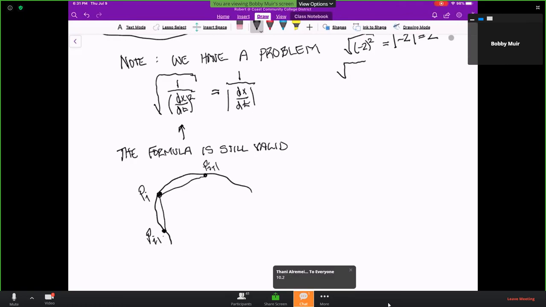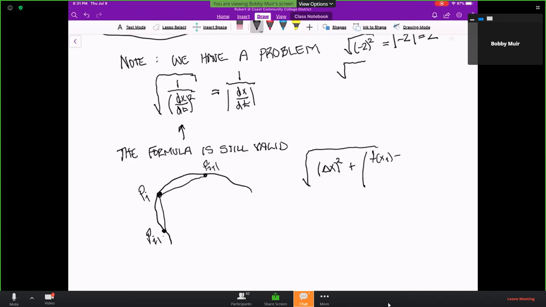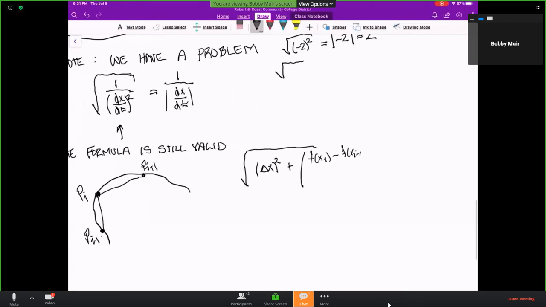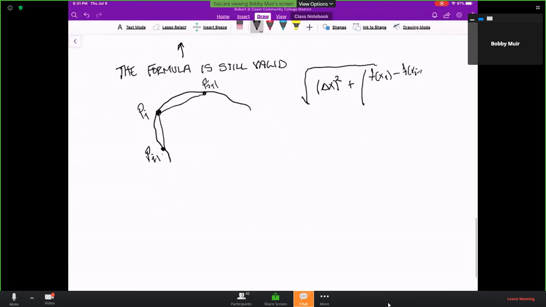So what ends up happening, if you remember, in the formula, we ended up with something like a square root, and then I had, this is from a few days ago, delta x squared plus, then I had this f of xi minus f of xi minus 1. Maybe I shouldn't write it there. I should put it under here.